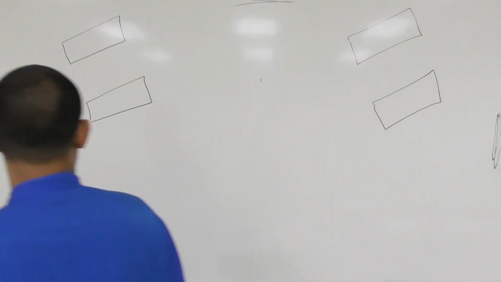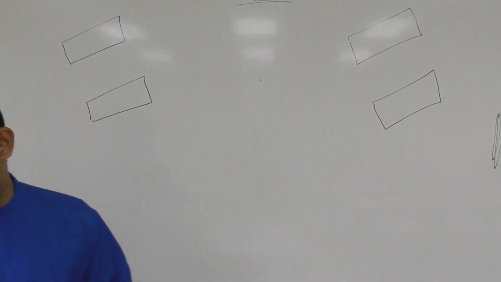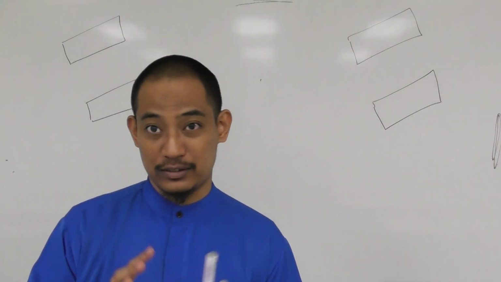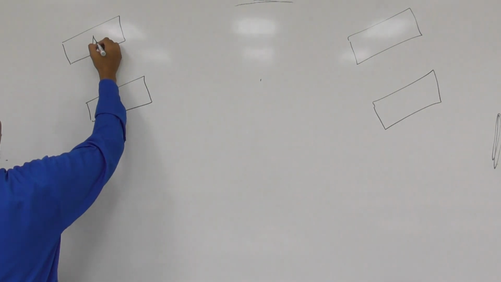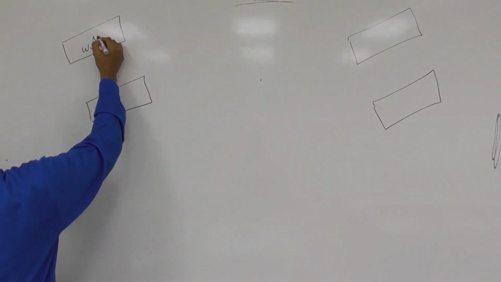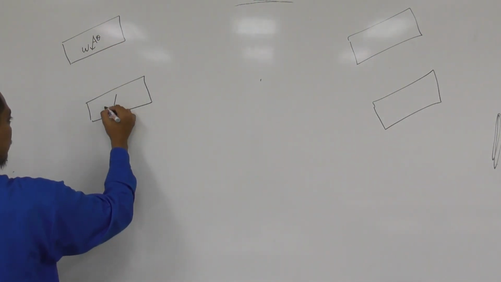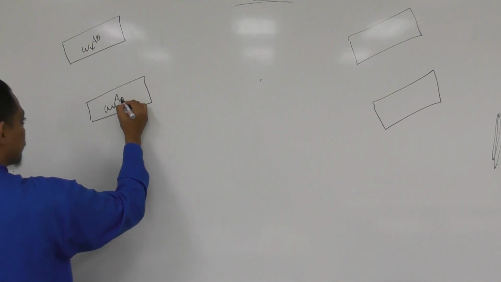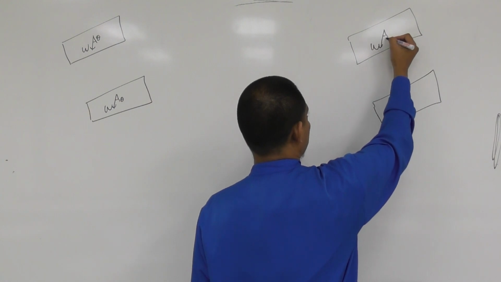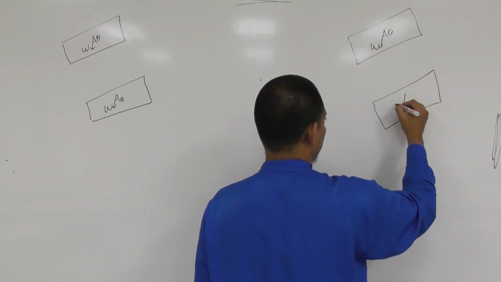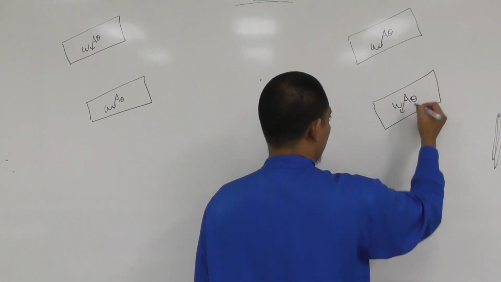So each block will have weight W, right? That's the common thing. So W for all. We have W here with the angle theta, W here with the angle theta, similarly here we have W with the angle theta, and W with the angle theta.